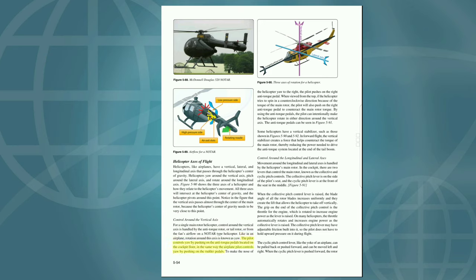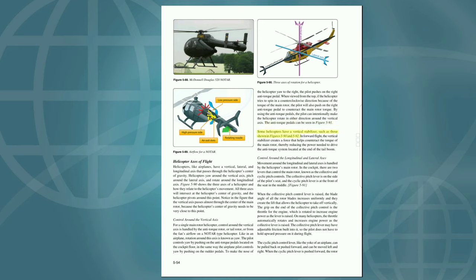The pilot controls yaw by pushing on the anti-torque pedals located on the cockpit floor. In the same way, the airplane pilot controls yaw by pushing on the rudder pedals. To make the nose of the helicopter yaw to the right, the pilot pushes on the right anti-torque pedal. When viewed from the top, if the helicopter tries to spin in a counterclockwise direction because of the torque of the main rotor, the pilot will also push on the right anti-torque pedal to counteract the main rotor torque. By using the anti-torque pedals, the pilot can intentionally make the helicopter rotate in either direction around the vertical axis. The anti-torque pedals can be seen in Figure 5-91.